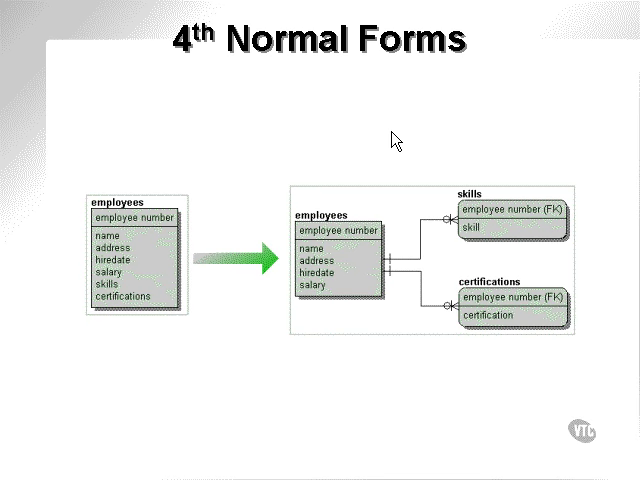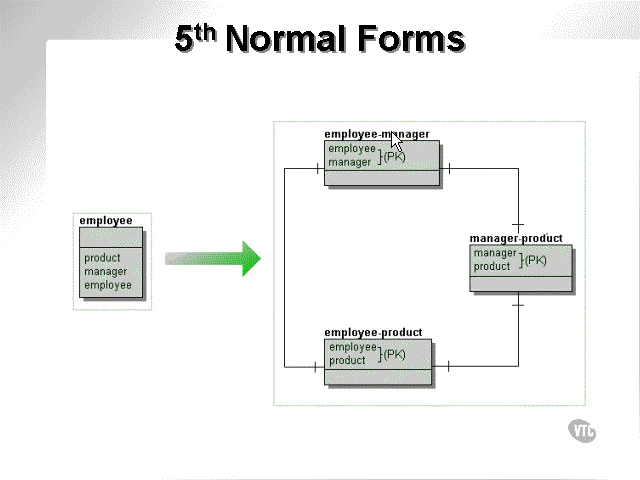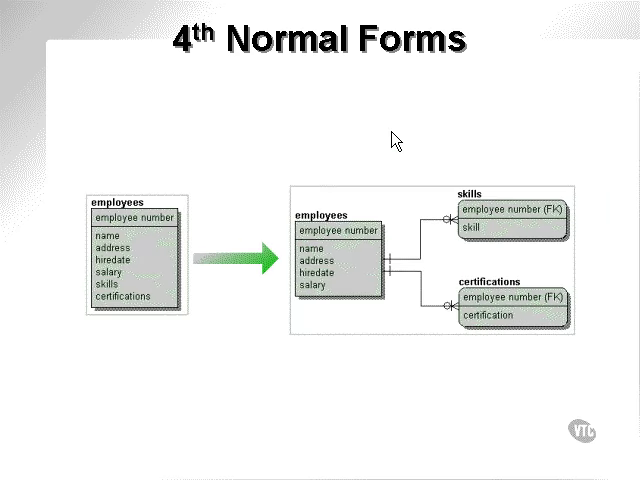Now for fourth and fifth normal forms. This is an example of fourth normal form, and this is an example of fifth normal form. Technically, in published definitions of normalization, fourth normal form is described as being intended to separate multi-valued facts in single tables into multiple tables.